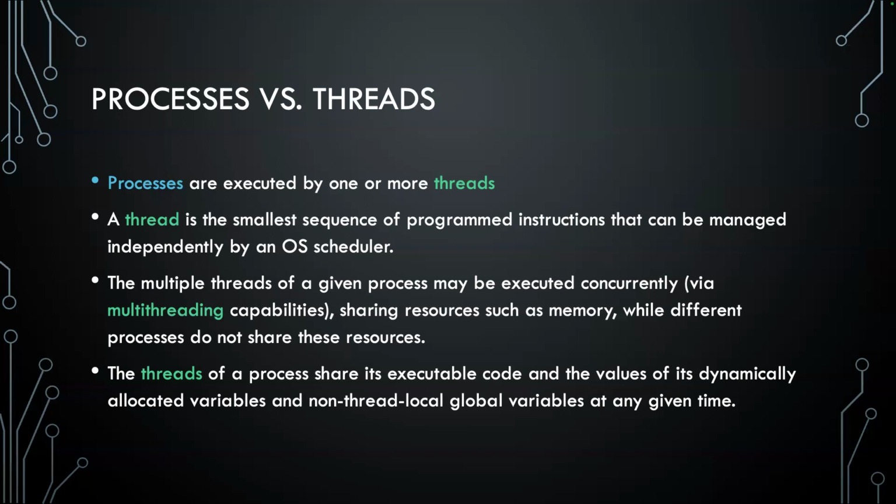The threads of a process share the executable code, and they can share values of variables. So any variable that's dynamically assigned or any non-thread-local global variables. It's like a global variable that's set at the top of your program, right under your import statements, right? Okay, any questions about threads? We have a program. It's going to launch a process. That process has one or more threads.